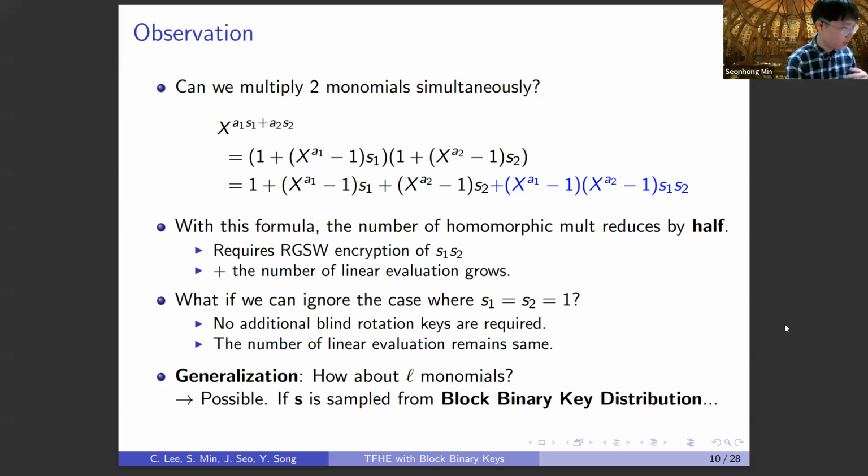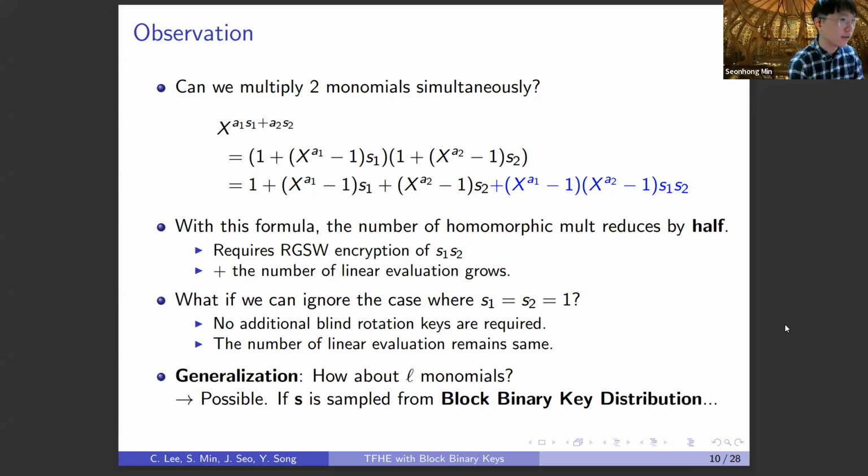So we thought, what if we can ignore the case where s_1 and s_2 both equal 1? Then s_1 s_2 is always 0, so you don't really need the additional blind rotation key of s_1 s_2. And also the number of linear evaluations remains the same, whereas the previous approach requires exponential growth of the linear evaluations. So we generalize this observation to L monomials at once, and it is possible.